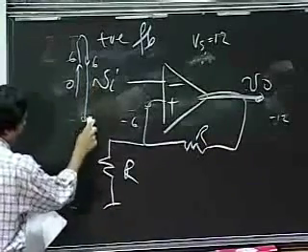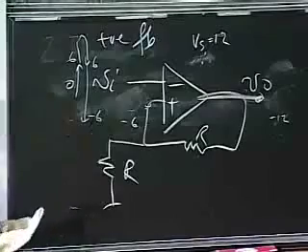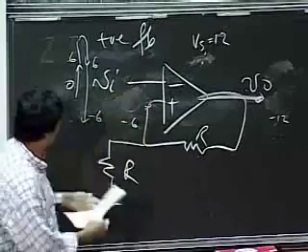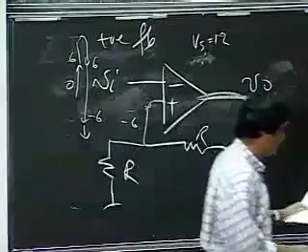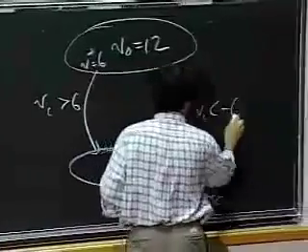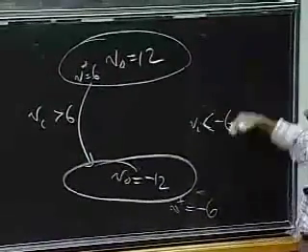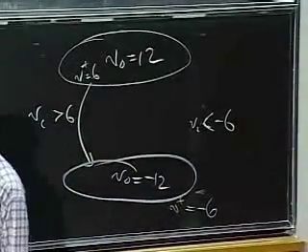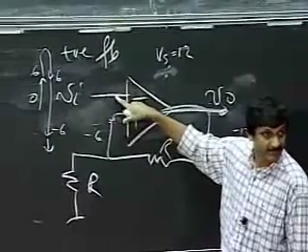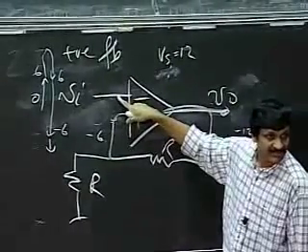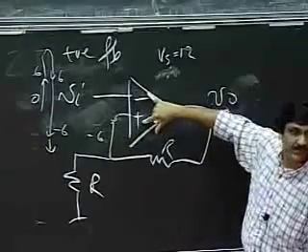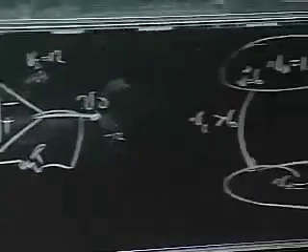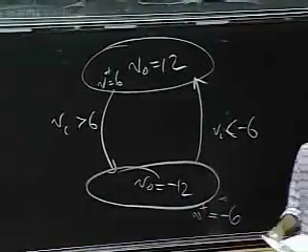So I keep going down until I reach minus 6. When I reach minus 6 here, these two become equal. And what happens when this becomes less than minus 6? So V minus becomes less than minus 6. If this one goes below this voltage, let's say this is minus 6 and this is minus 7, there is a net positive voltage between V plus and V minus. So this output swings to the positive rail like so.